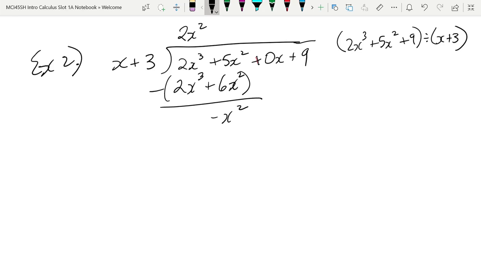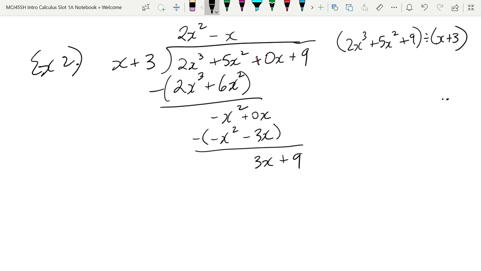Just like, I know it seems weird to bring down nothing, but I had to do it with numbers too, didn't I? Bring down 0 x's so that I have a place value or a placeholder for the term that makes the algorithm work. How many x's do I need to multiply by to get to negative x squared? Negative x of them. So that's negative x squared minus 3x. Careful, I'm subtracting that. Again, this is the number one place people goof this up. 0 minus negative 3x is 3x. And then I bring down a 9.